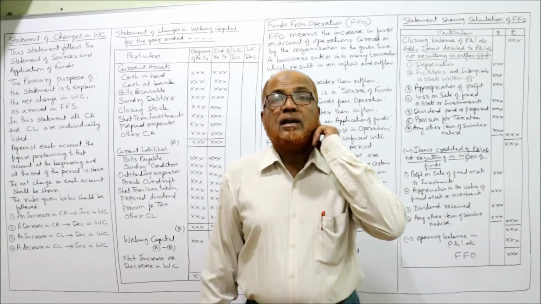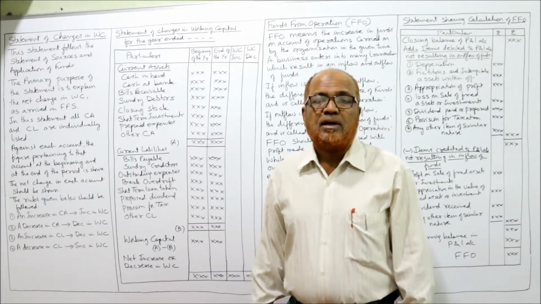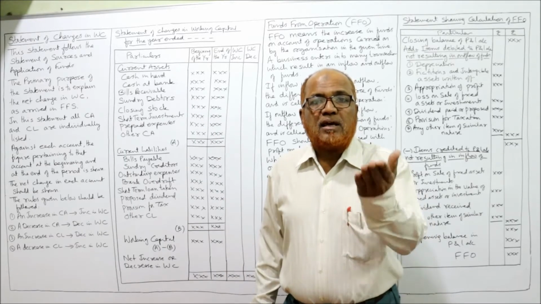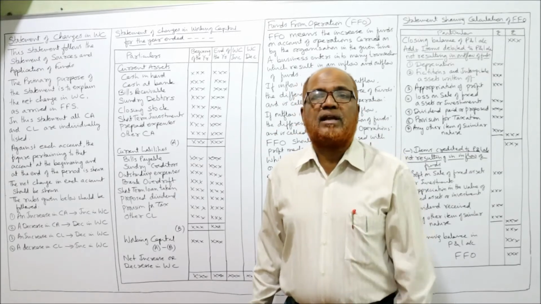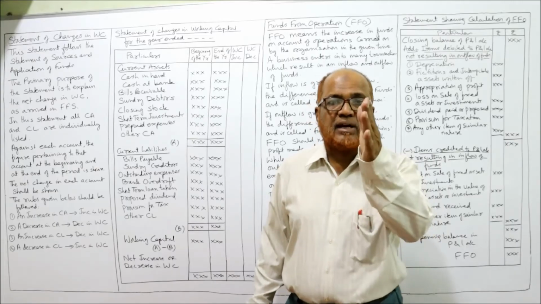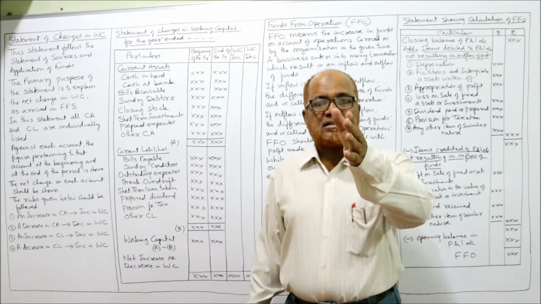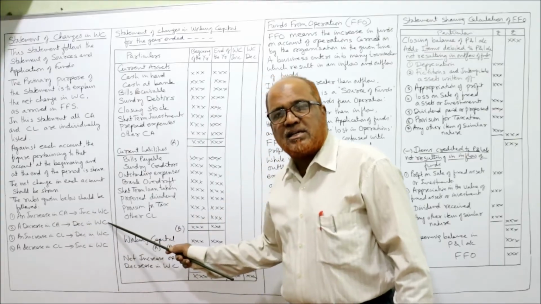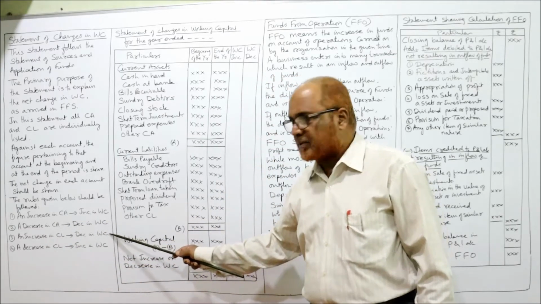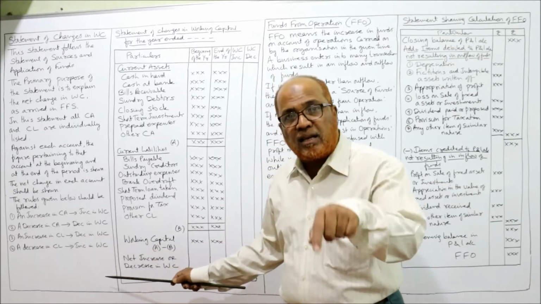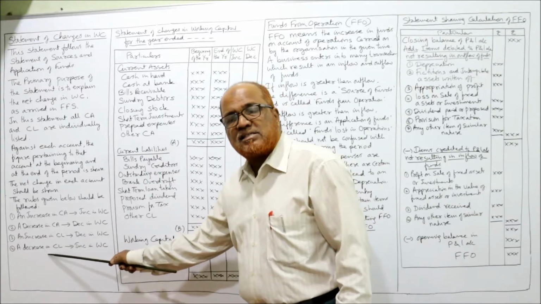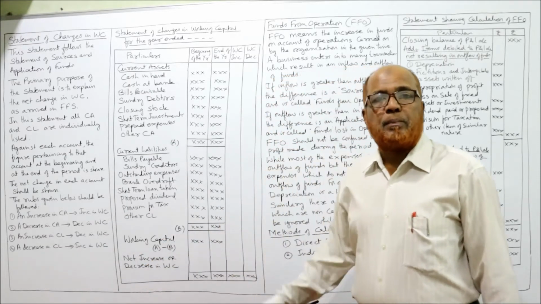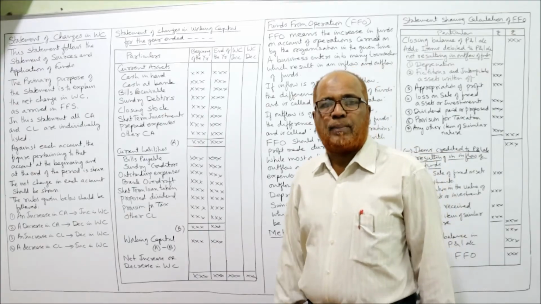Whereas current liability has an inverse, opposite relationship. Decrease in current liability, increase in working capital. Increase in current liability, decrease in working capital. So we have an opposite relationship between current liability and working capital, and a direct relationship between current asset and working capital. Increase in current asset, increase in working capital; decrease in current asset, decrease in working capital. Next, increase in current liability, decrease in working capital, and decrease in current liability, increase in working capital. These rules you have to remember while preparing the statement of changes in working capital.